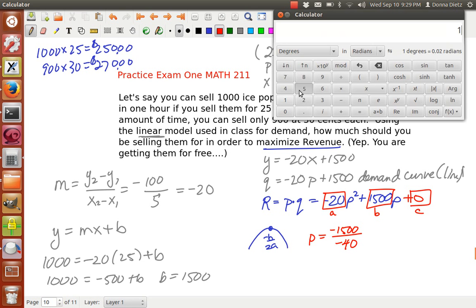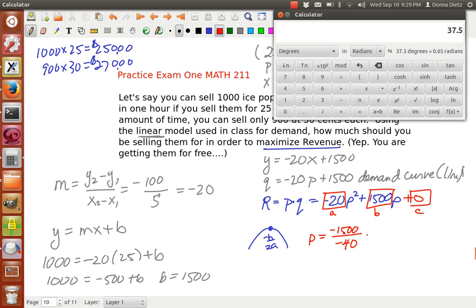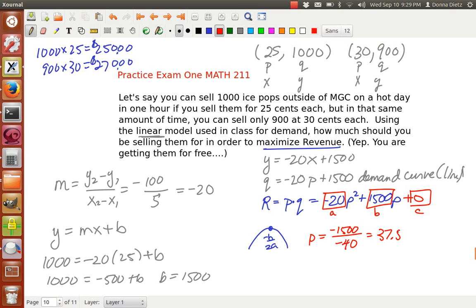Well, 1,500 divided by 40 gives 37.50. But it's not $37.50. It's actually 37.5 cents. Okay, so this is really stupid. It's getting really ridiculous. But just play along. Pretend like there's half pennies or halfpennies or whatever you call them.